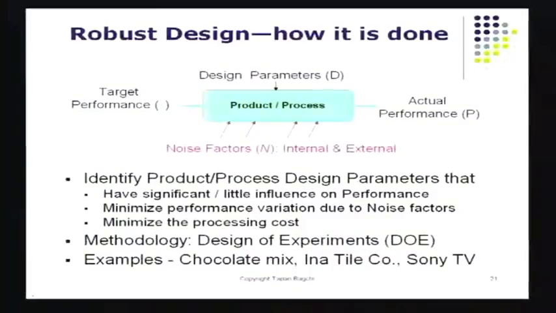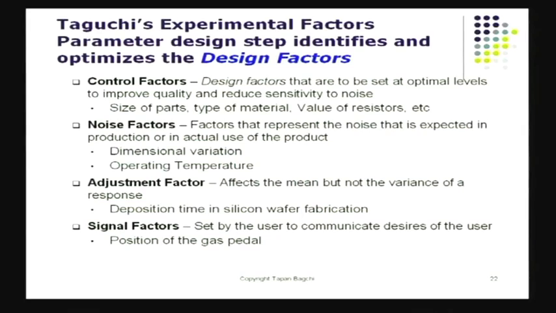Then of course we've got to make sure we minimize the variation in the output. We do something by which the design becomes less and less sensitive to the impact of environmental factors. The third thing we should try to do is minimize processing costs. That's also something we should be able to do. The method used for this is DOE, design of experiments. And there are many examples. I've given some examples: chocolate mix, the tile company trying to produce float tiles, and Sony TVs, and there are many, many other examples of robust design. Let's try to get a little deeper into this.